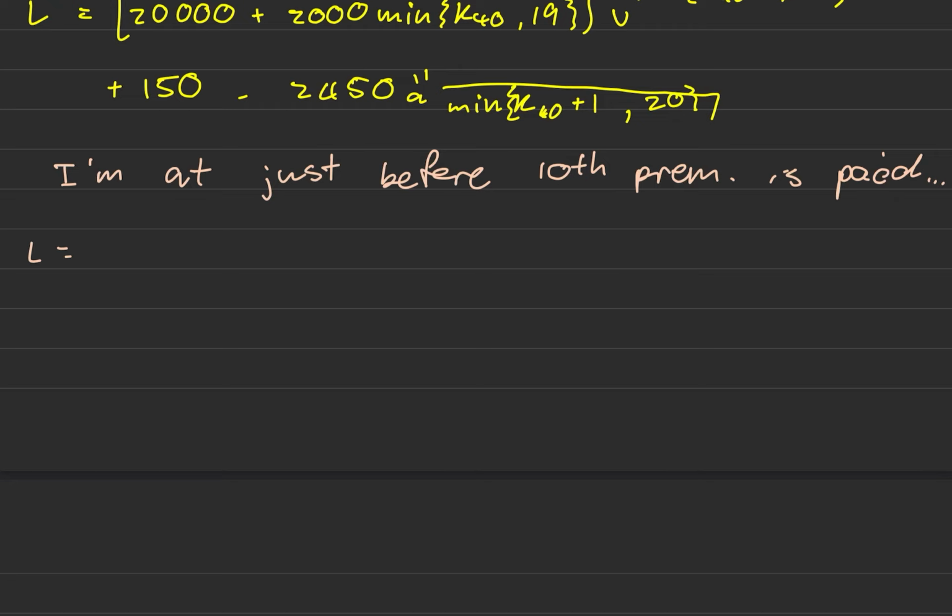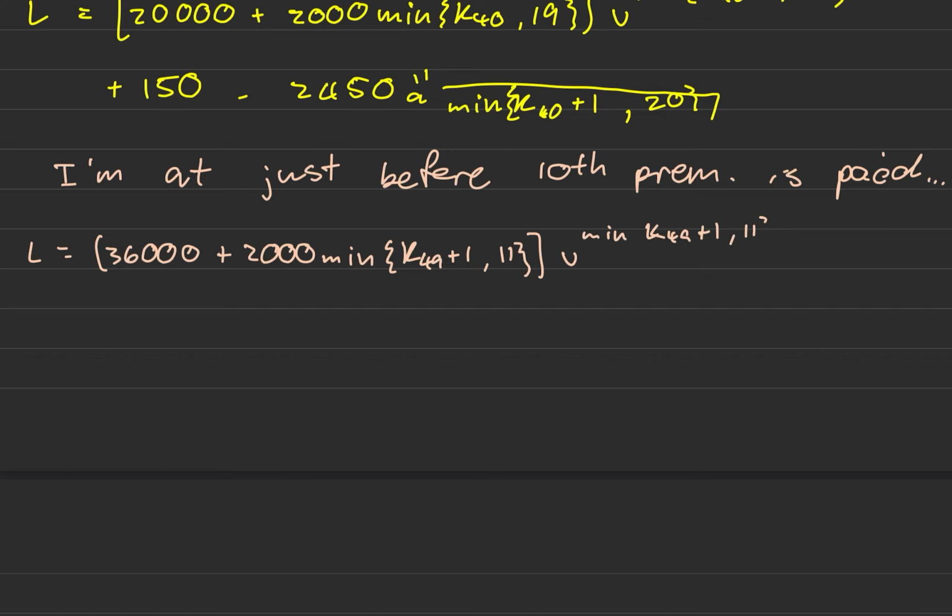Okay, so L will be equal to 36,000 plus 2,000 times the min of K49 plus 1 and 11, times by v to the min of K49 plus 1 and 11, minus 2,450 ä to the min of K49 plus 1 and 11. Okay.